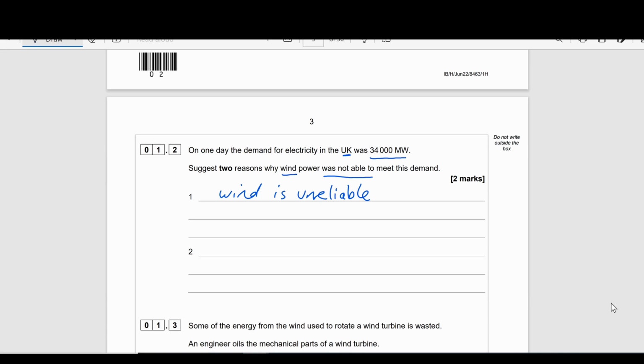The second thing that we need to think about is, even though the wind might actually be there, will it be enough to cause 34,000 megawatts to be supplied? So wind might not be strong enough to turn the actual turbine. The other thing that could be said is that there just may not be enough wind turbines in the UK. You only find them in rural areas where there's not many people living.